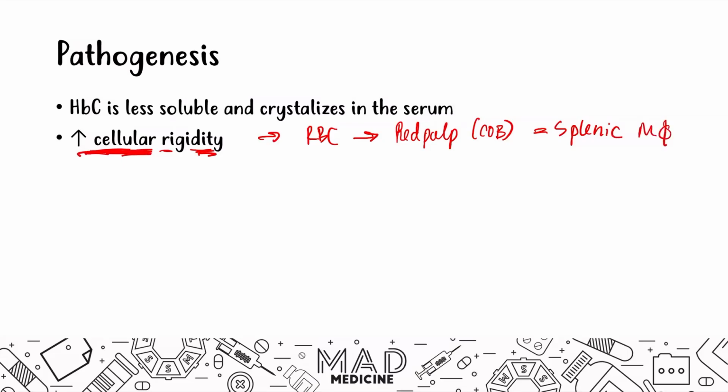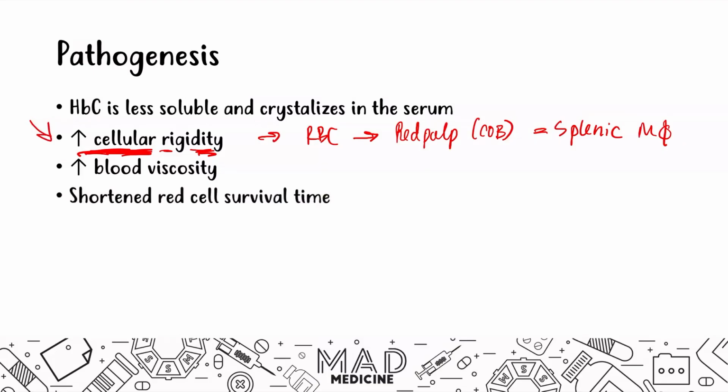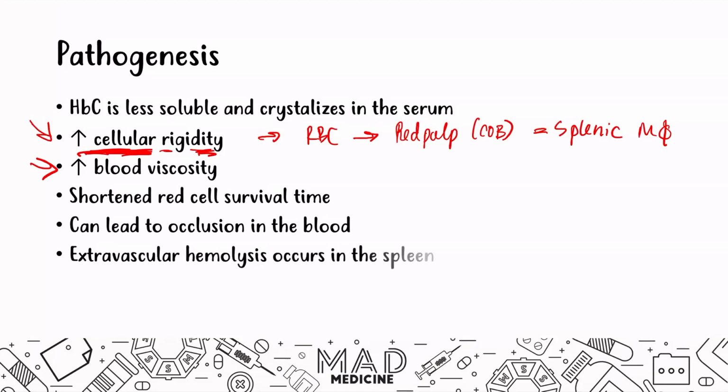Okay, that is what happens. Because you have increased rigidity, the red blood cells in hemoglobin C disease are not going to be able to go through properly, and it's going to lead to destruction and extravascular hemolysis. Also, you're going to have increased blood viscosity because these red blood cells are not very pliable. They're very rigid. They're not going to be able to move and flow properly like they should in the blood. These red blood cells are also going to have shortened red blood cell survival time, and they can lead to occlusions in the blood due to the rigidity and the viscosity. Now, extravascular hemolysis is mainly going to occur in the spleen, like we have discussed before, and you're going to see splenomegaly as well.